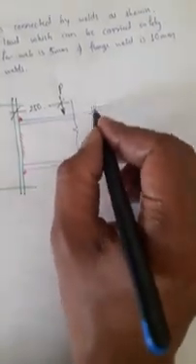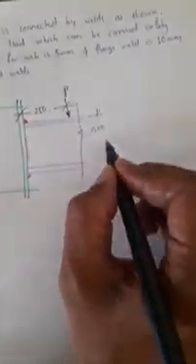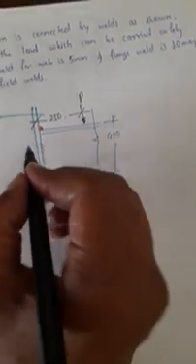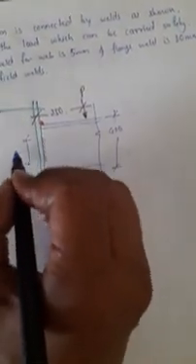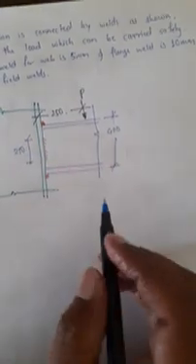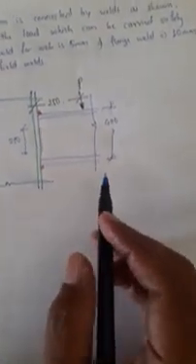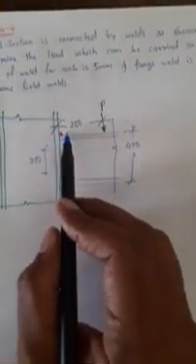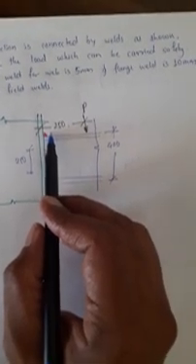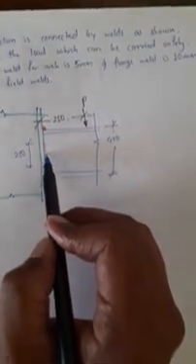Let us mark the dimensions. Let this be 400 mm, this weld 250 mm. Size of the weld for flange is 10 mm and for web it is 5 mm. So different welds are given.